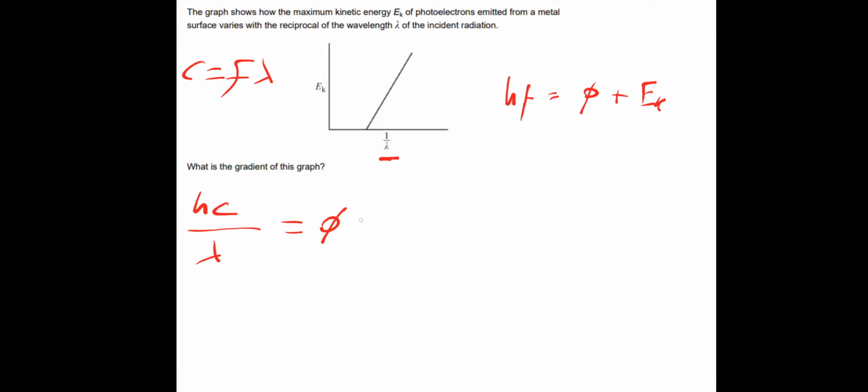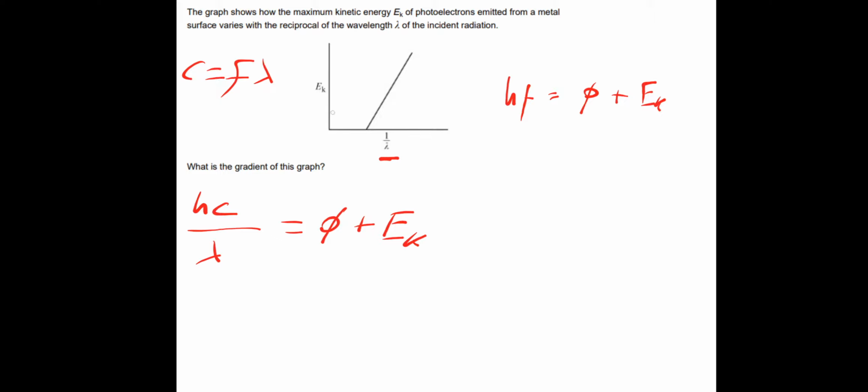The original equation is hf equals the work function plus the kinetic energy. But remember, we've got the equation c equals f lambda, and frequency would be c over lambda. So we can substitute that in instead. We've used this equation many times before. So hc over lambda is equal to the work function plus the kinetic energy.